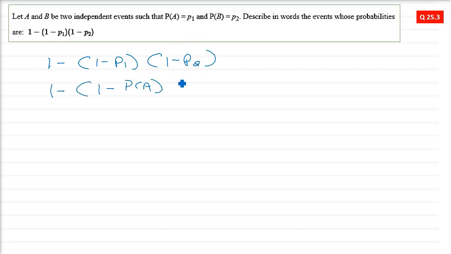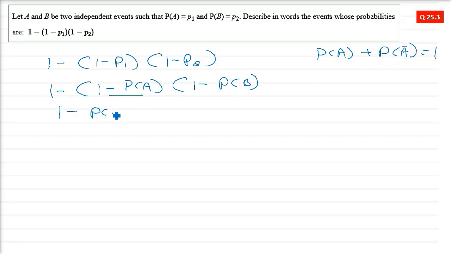So 1 minus PA, 1 minus PB. Probability of A plus probability of A naught, what does it mean? It counts to 1. You add up, you will get a 1. So you have 1 minus PA, that can be written as PA bar. 1 minus PB is PB bar. So PA bar and PB bar are independent events.